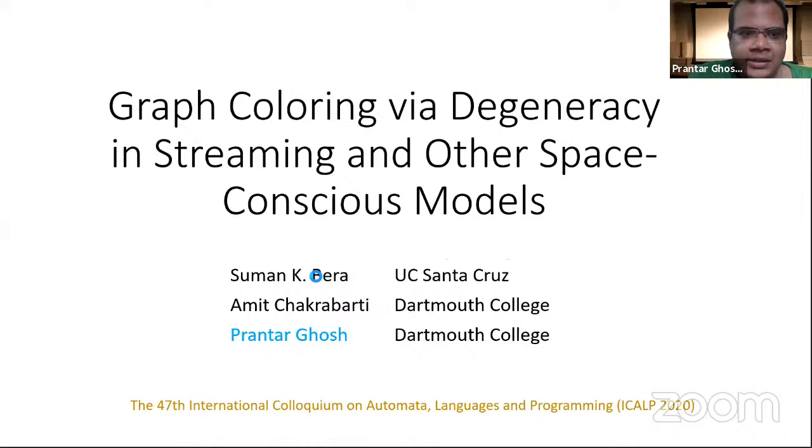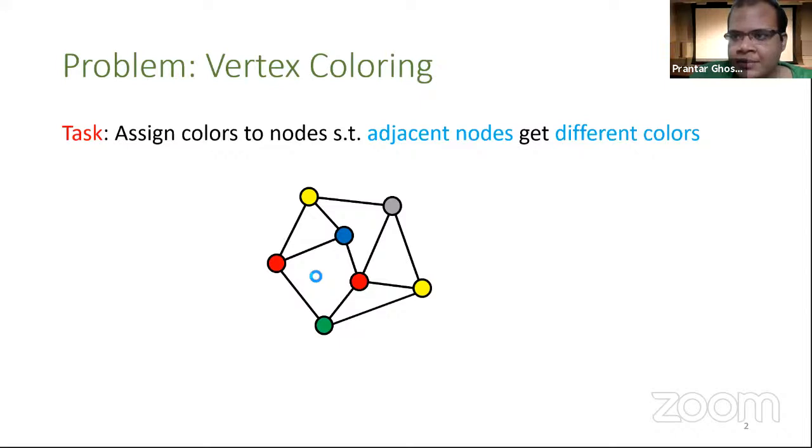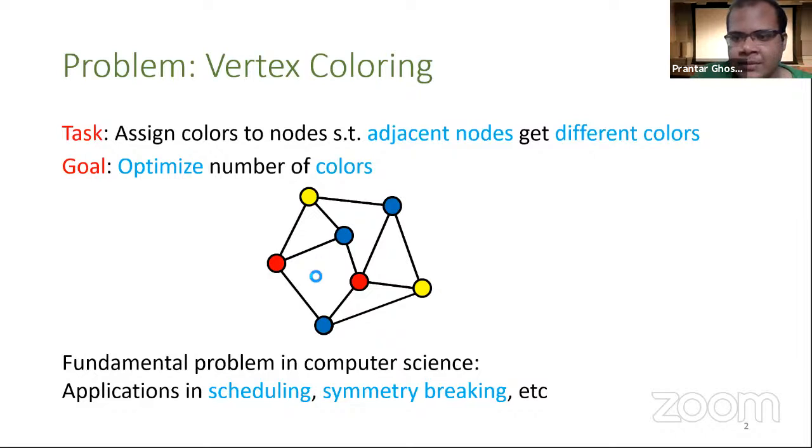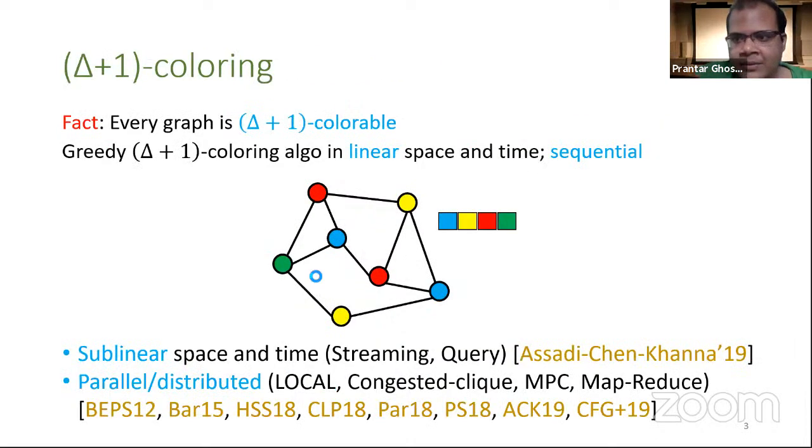Thanks for the introduction. This is joint work with Suman Bera and Amit Chakrabarti. In this work, we study the problem of vertex coloring. Here we need to assign colors to the vertices of a graph such that no two adjacent vertices get the same color. In doing so, our goal is to optimize the number of colors. This is a fundamental problem in computer science with applications in numerous other problems. The problem of coloring a graph using delta plus 1 colors, where delta is the maximum degree of the graph, is a well-studied problem in this context. There is a very simple greedy algorithm for this, but it takes linear space and time and is inherently sequential.